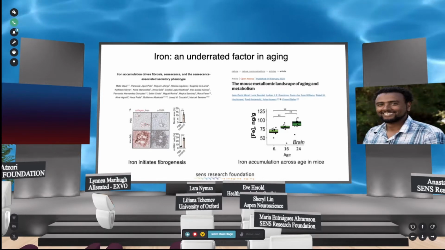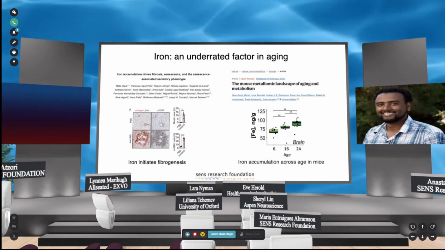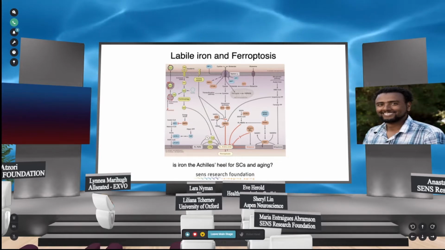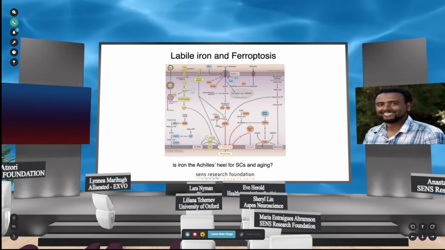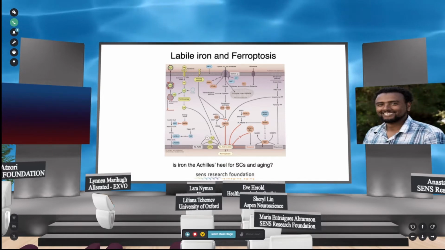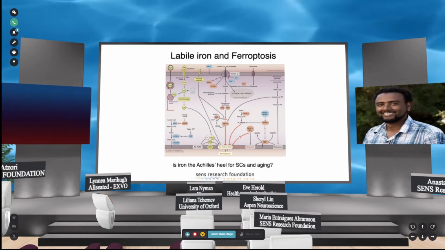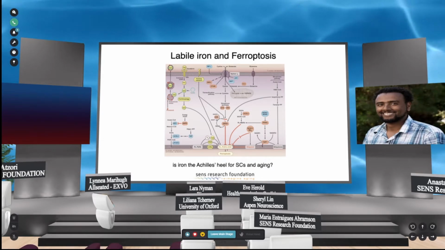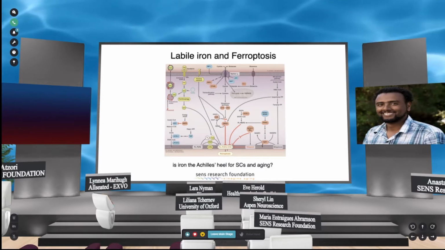So what is the role of iron, generally speaking, specifically the labile iron, because we are mostly interested in the labile iron. We can talk a lot about the labile iron, but today I'm mainly interested in the role of labile iron in ferroptosis. So ferroptosis is a non-apoptotic programmed cell death. And for ferroptosis to happen, at least three things are required.